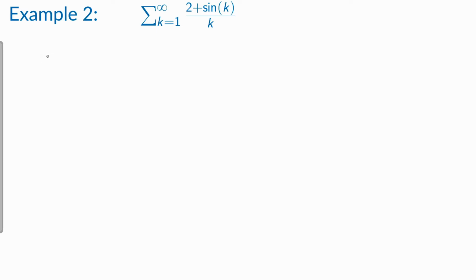So here the numerator is this 2 plus sine k, and that numerator is going to be between 1 and 3. Right? It's trapped between 1 and 3 because sine k is at the smallest minus 1 and at the largest plus 1. Okay, and the denominator is looking like k. So this thing is going to be greater than or equal to 1 over k.